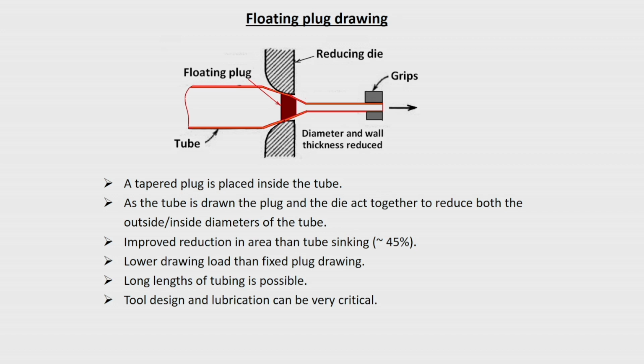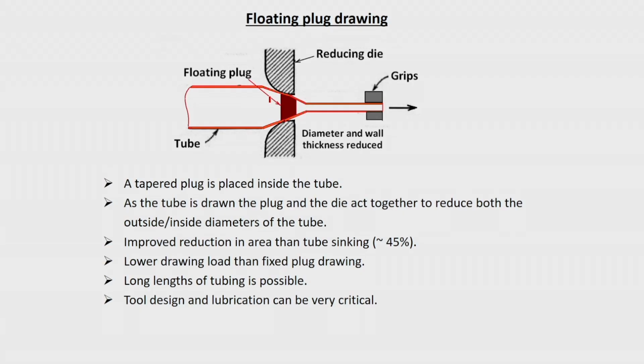A tapered plug is placed inside the tube instead of a fixed plug. You see, this will be like floating here. As the tube is drawn, the plug and the die act together to reduce both the inside and outside diameter of the tube. So, both reductions are taking place. This will adjust itself, which is why it is called the floating plug. It will be floating at some intermediate position.